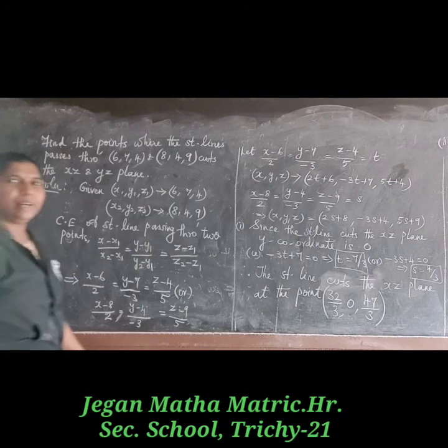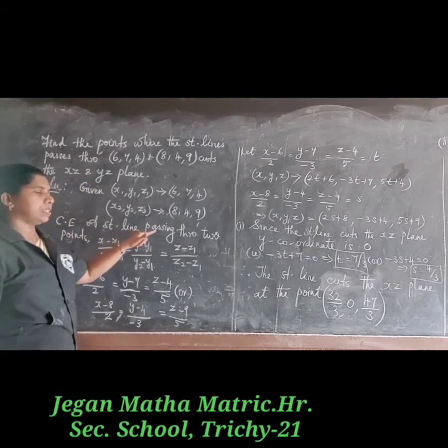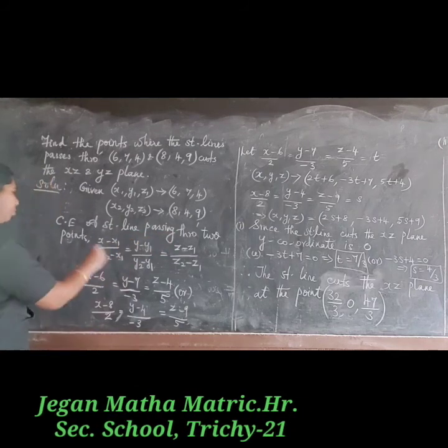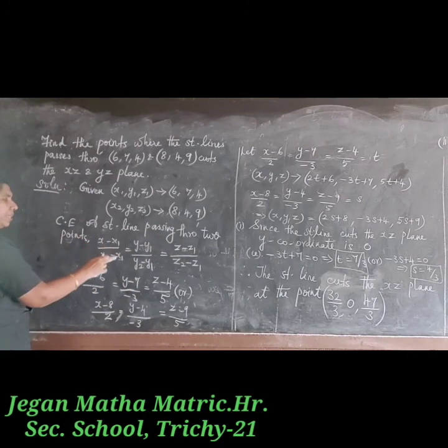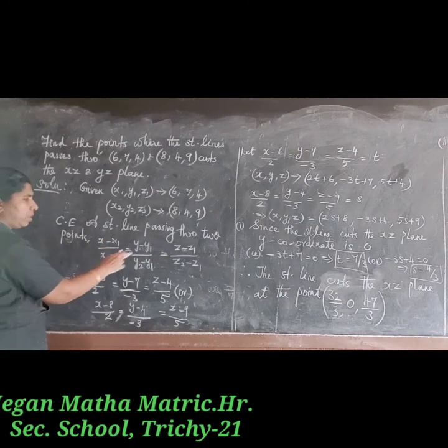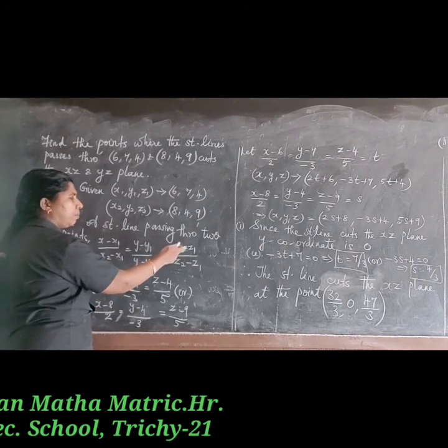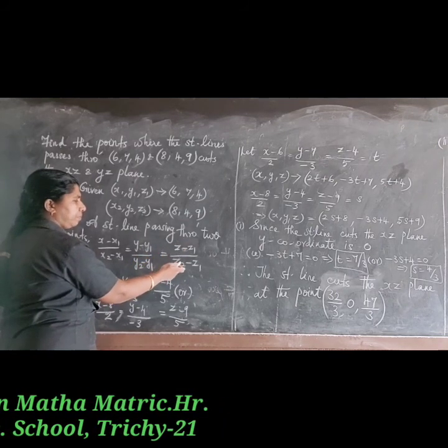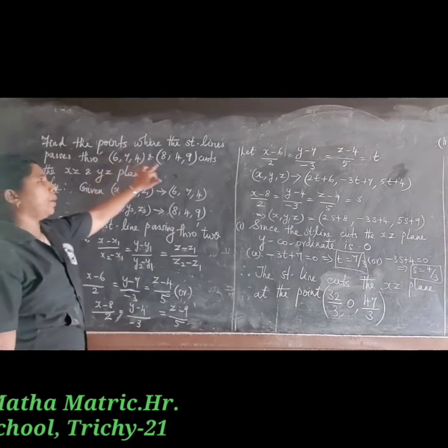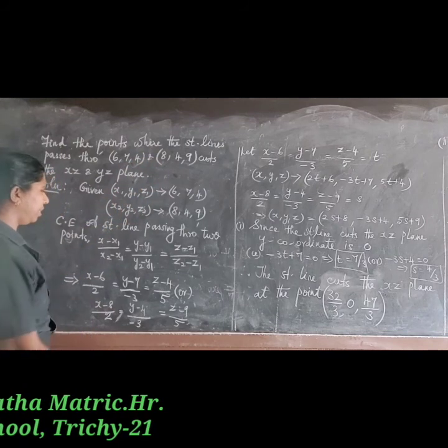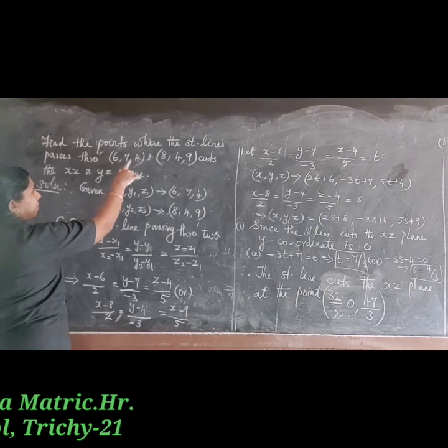Then we know the formula to find the Cartesian equation of the straight line passing through two points: (x minus x1) divided by (x2 minus x1), (y minus y1) divided by (y2 minus y1), is equal to (z minus z1) divided by (z2 minus z1). Here two different points are given. So first, you can form the equation using the point 6, 7 and 4.